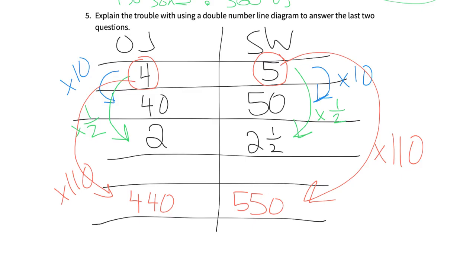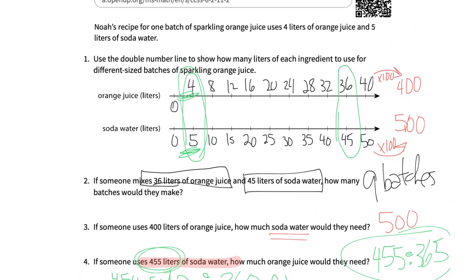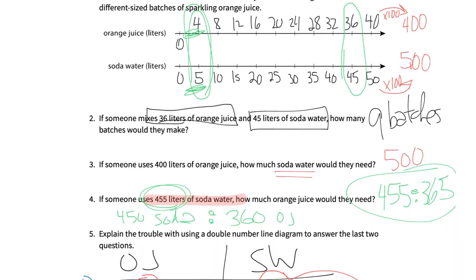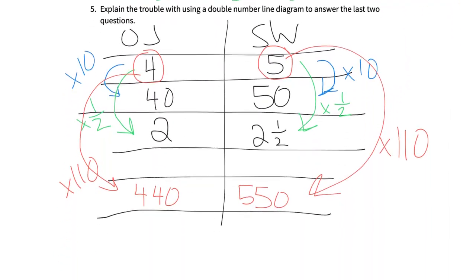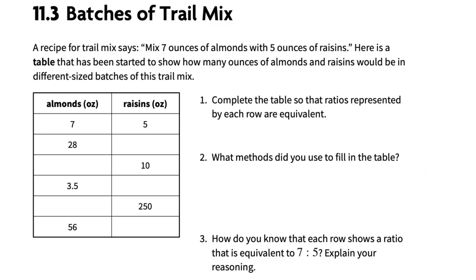So the idea is these tables are supposed to be easier for us to use than that double number line. The double number line is nice, but when the numbers start to get big, the number line starts to lose its value, in which case we're going to want to move to a ratio table. So let's put that into practice.